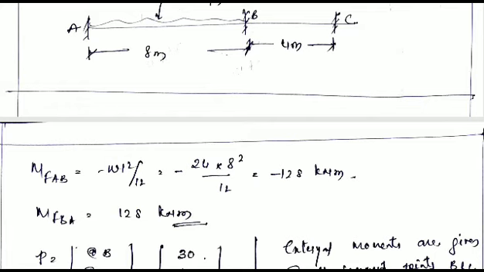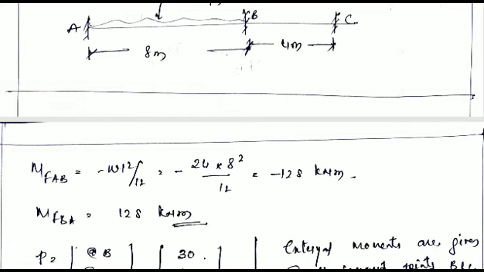Since it is taken as minus WL square by 12 because it acts as anti-clockwise at A joint, substituting the value of W and L here, W equals 24 kilonewtons per meter into 8, the span, squared, divided by 12. So the fixed end moment at A joint for member AB we are getting is minus 128 kilonewton meter.